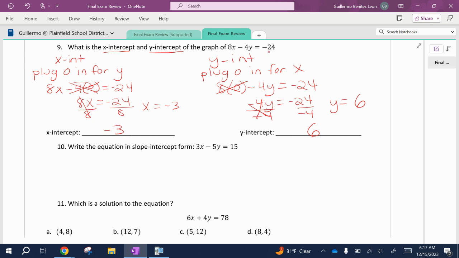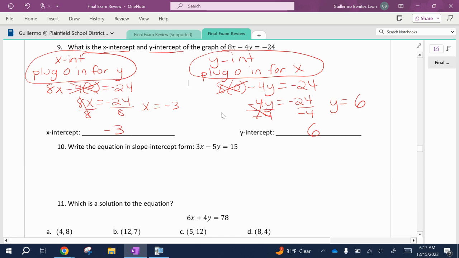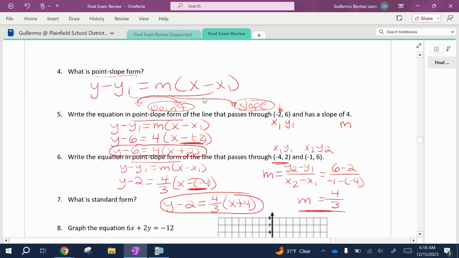Remember, you are allowed a note card, so this needs to go on your note card. Put this on your note card. If I scroll back, if you need to put point slope form on your note card, that can go on your note card.